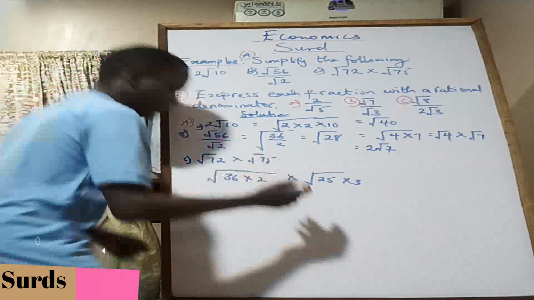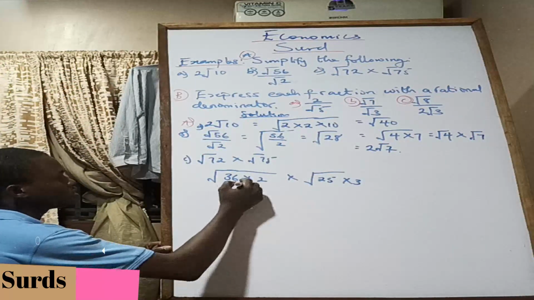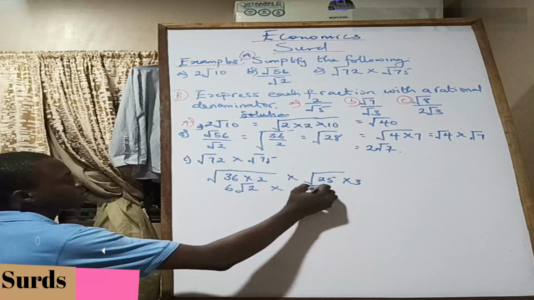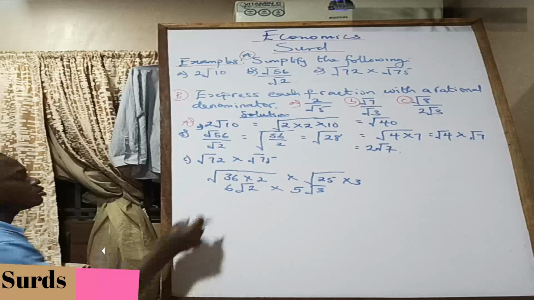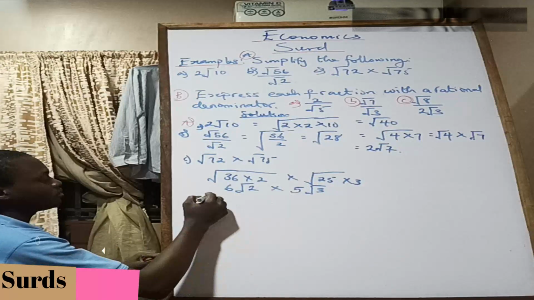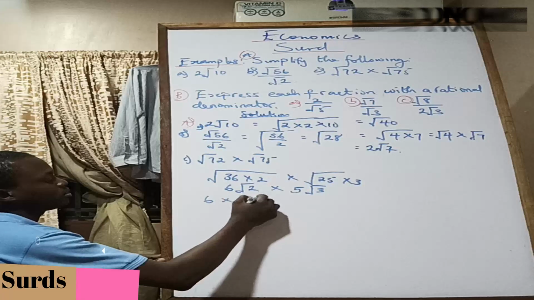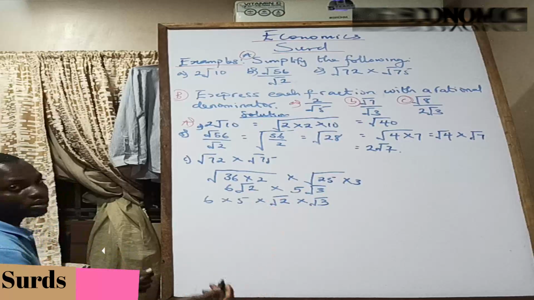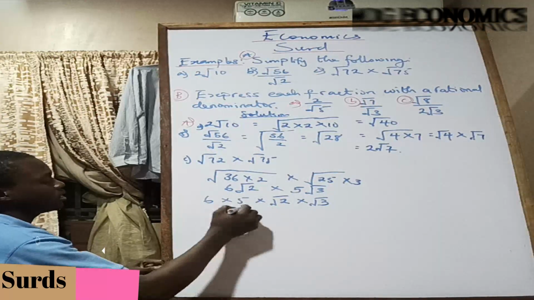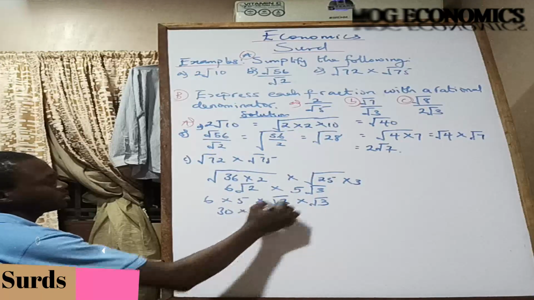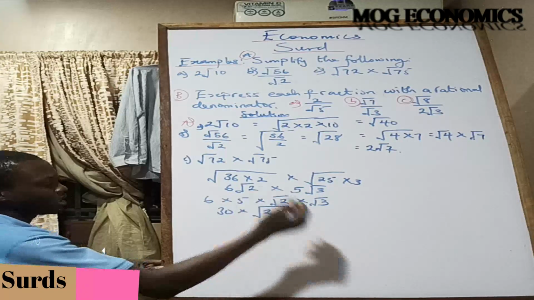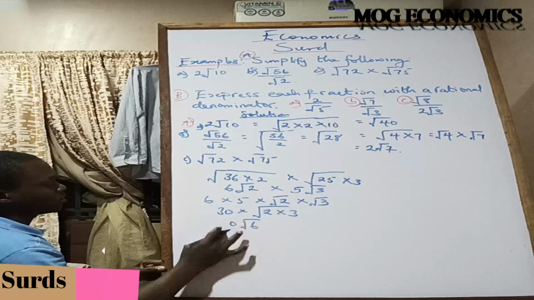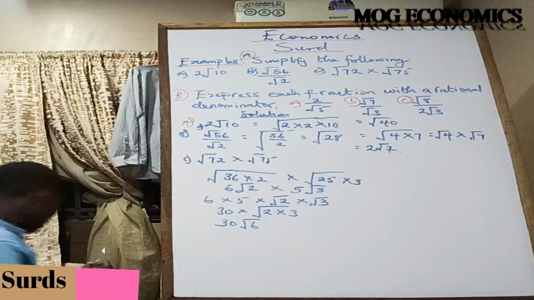Now root 36 is 6, so this is going to give us 6 root 2, then multiplied by 5 root 3. Essentially, in surds, you can multiply this by this. So you are going to have 6 multiplied by 5, then multiplied by root 2, multiplied by root 3. Still writing it like a baby, it's fine. 6 times 5 is 30, multiplied by root 2 times 3, since both of them are in root. So this is 30 root 6. Alright, 30 root 6, and we're good.